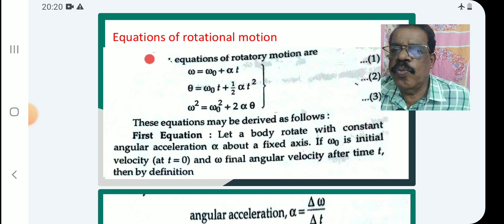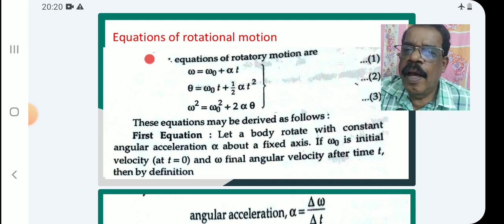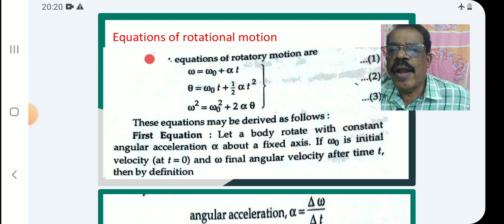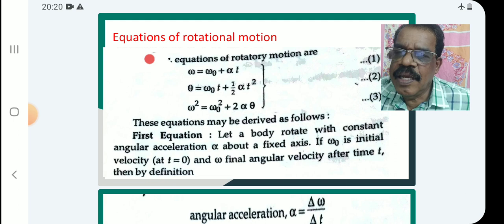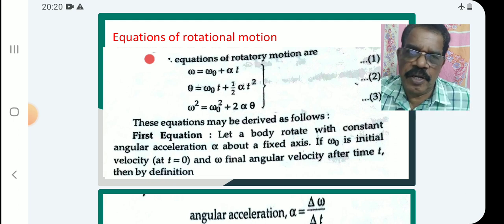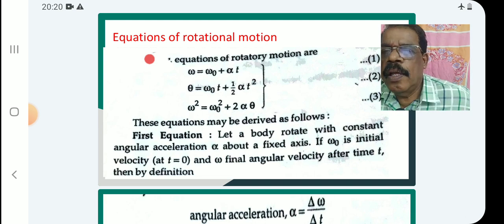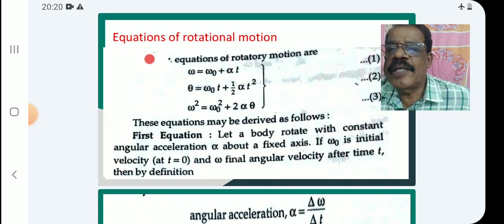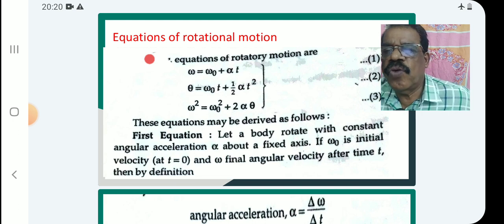If we replace u by angular velocity omega 0, v by angular velocity omega, and acceleration a by angular acceleration alpha, we get the following equations. So you remember, the 3 equations of rotational motion are, number 1, omega is omega 0 plus alpha t. Number 2, theta is omega 0 t plus half alpha t square. Number 3, omega square equal omega 0 square plus 2 alpha theta.